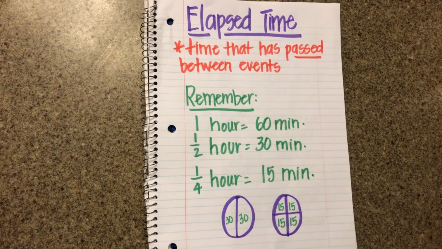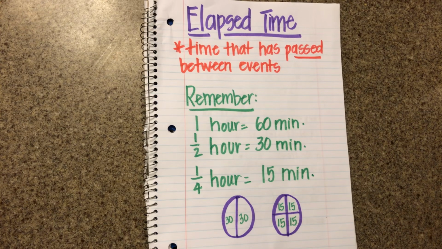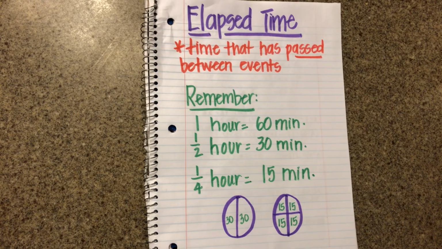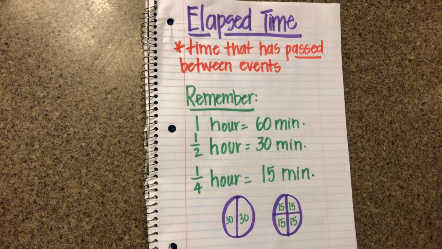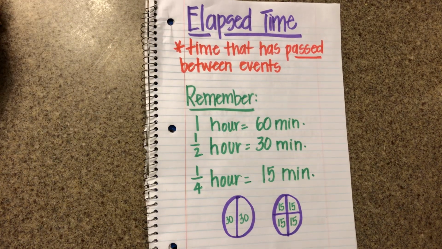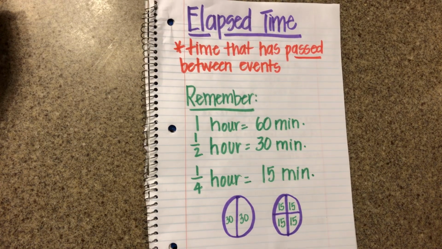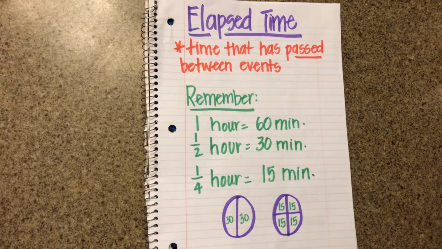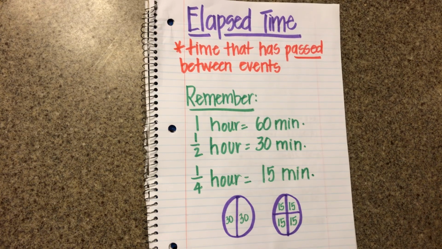So time is something that we measure, and in second grade you should have learned to tell time to the nearest 5 minutes. In third grade, we're also going to be working on telling time, but another skill we're going to be working on has to do with elapsed time. Elapsed time just means the time that has passed between events. So finding out how much time has passed in between events that have happened.